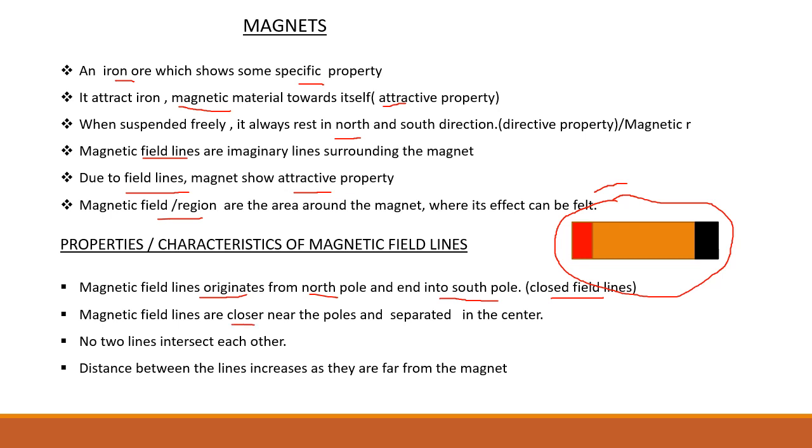Magnetic field lines are closer near the poles and separated in the center. So near the north pole and south pole the magnetic field lines are very close together, and in the middle part of the magnet there is distance between the magnetic field lines. They are separated in the center. No two magnetic field lines ever intersect each other. No two magnetic field lines cross each other. They are all separate, from north to south. And the distance between two magnetic field lines increases as they move far from the magnet.